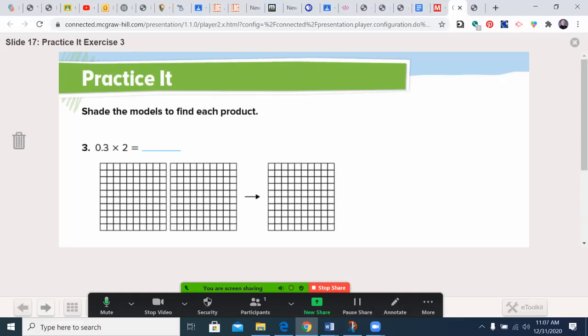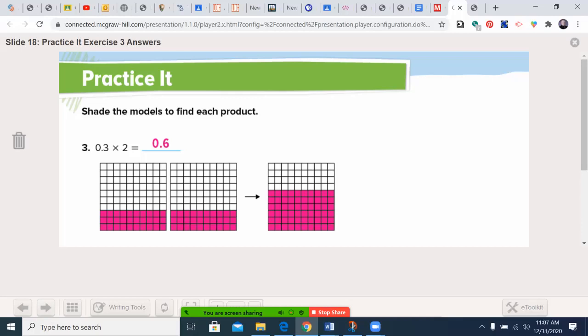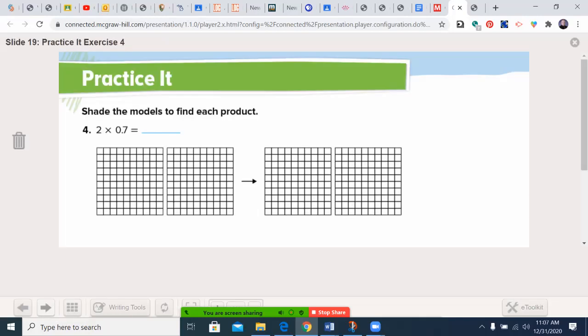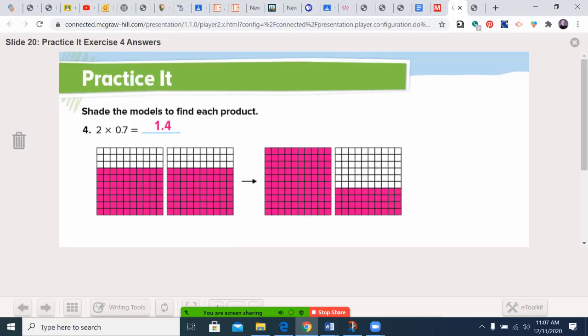Welcome back. Let's see how you did. You had 3 rows here, 3 rows there. So that's 2 groups of 3 rows or 3/10. Put them together. There's now 6, which is 0.6. Let's skip ahead. We're going to do number 5 next. You can see what number 4 would look like.